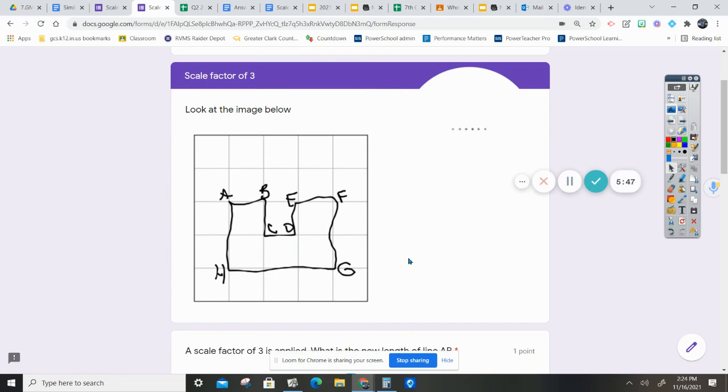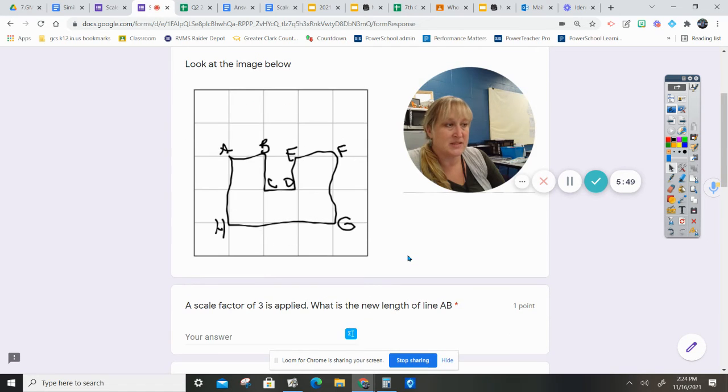Ooh, now we got a long one. Okay, so this might take a minute. It's a scale factor of 3, so I have to think about all of them. Well, let's look at my lines. AB is 1, so I'm going to come over here and do this. AB, this is what I would suggest you do. AB is 1. BC is 1. See, BC is right here.